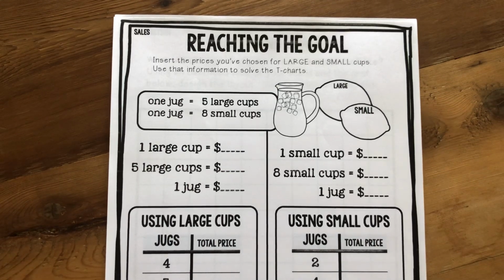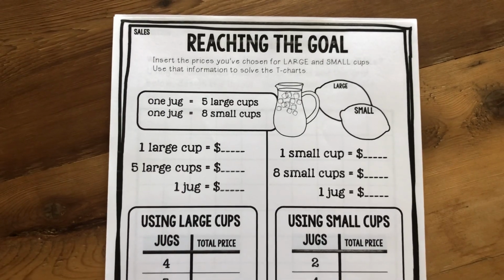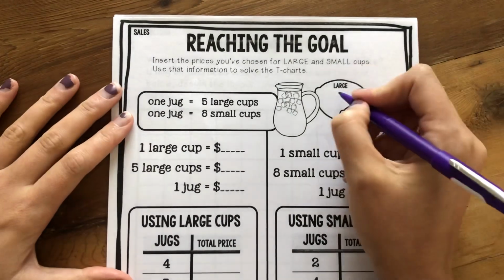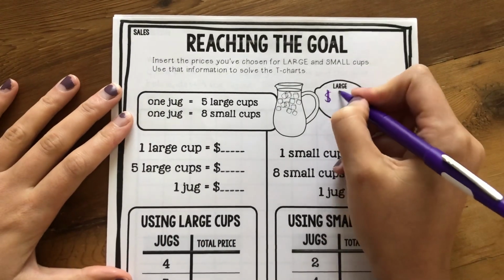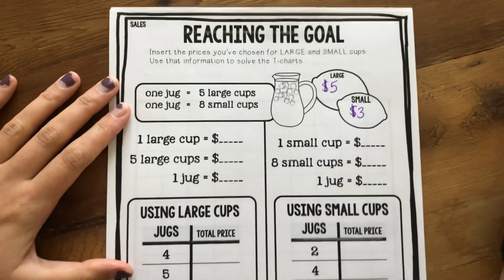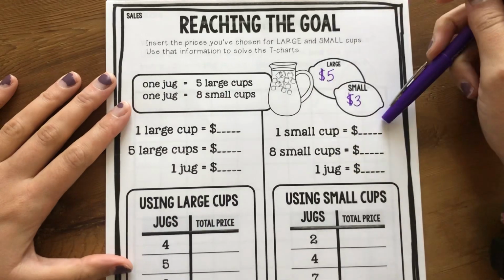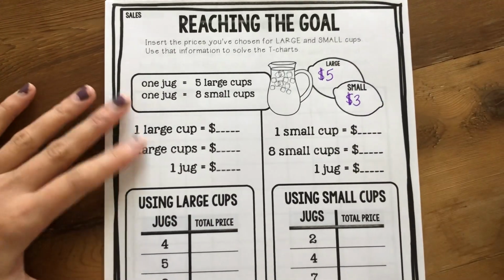All right, so for this next part, we're going to use the amounts that you decided you were going to charge for your large and small lemonades, okay? So for my large lemonade, I was selling it for $5, and my small lemonade, I was selling it for $3. So it's up to you to put the prices you decided on in these lemons, okay?